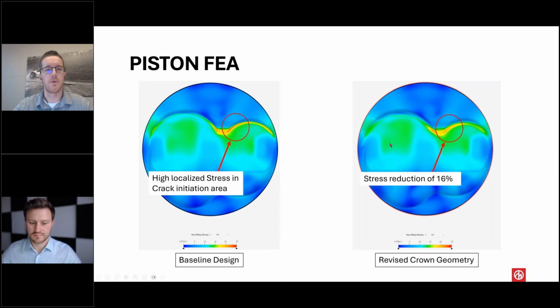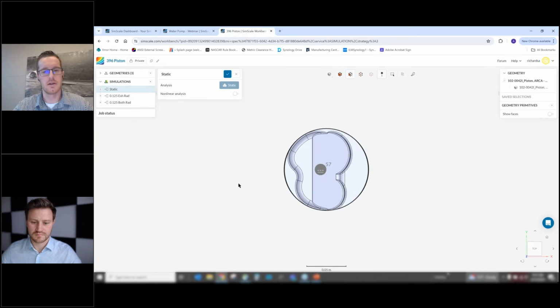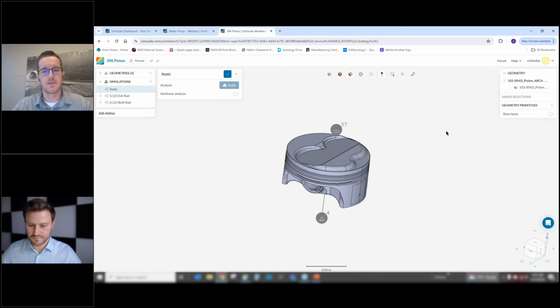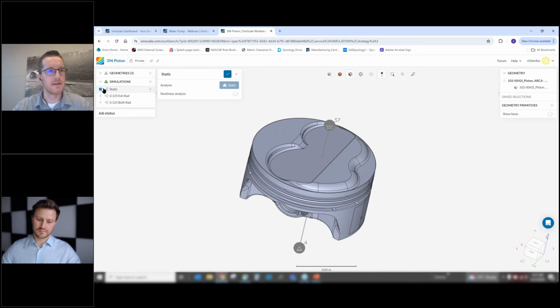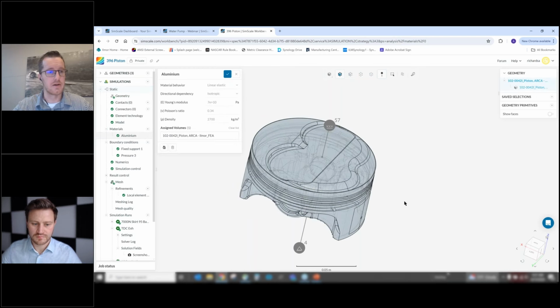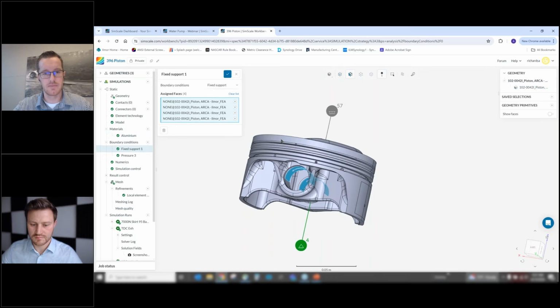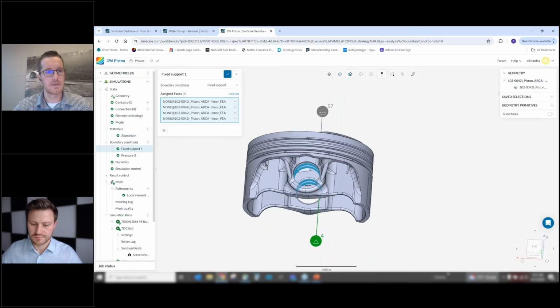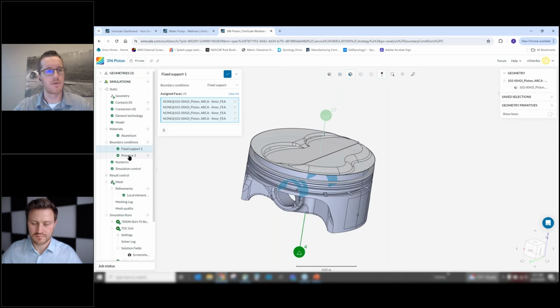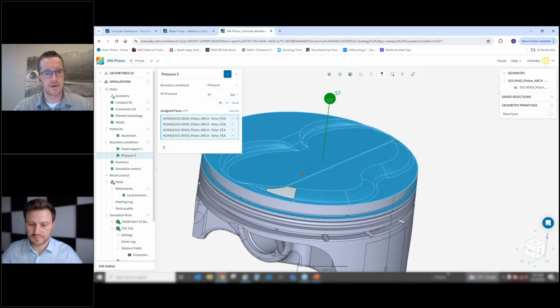So similar to the water pump, we'll come back into SimScale here and take a look at the setup. So here the part again was brought in its 3D native geometry. We applied aluminum here to the material, fixed support to the upper half of the wrist pin bore to lock the piston down to replicate the support from the wrist pin. And then cylinder pressure was applied here to all the faces on the crown as well as the top ringland.